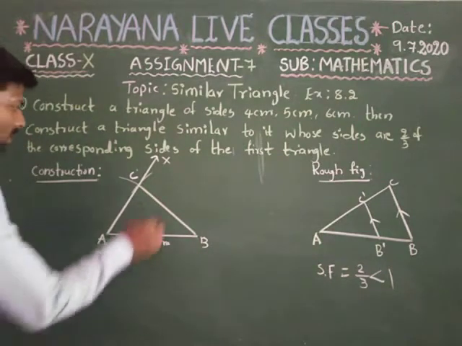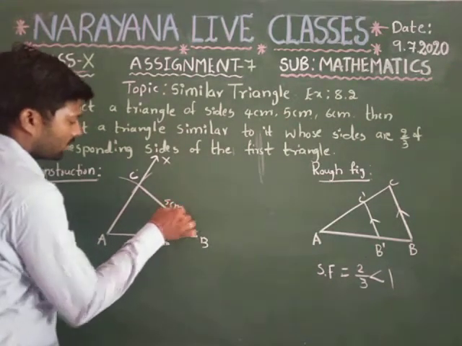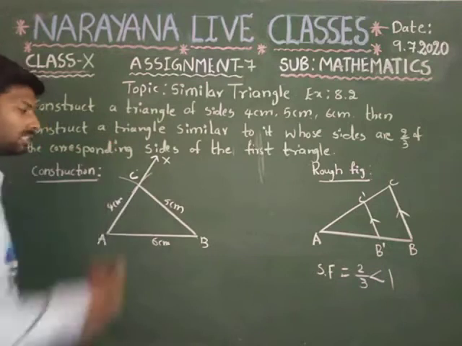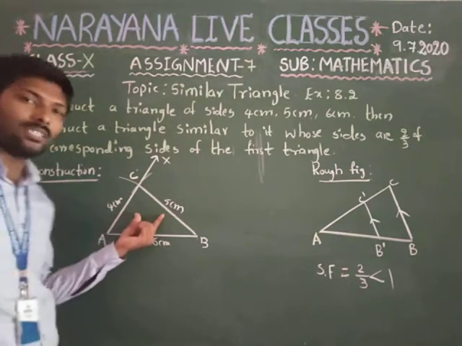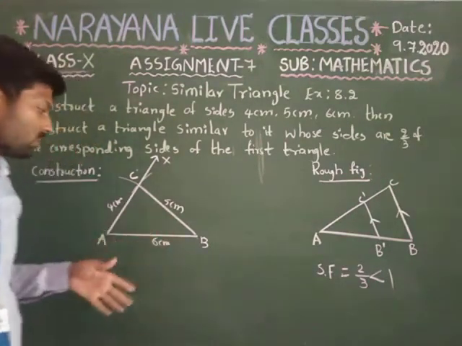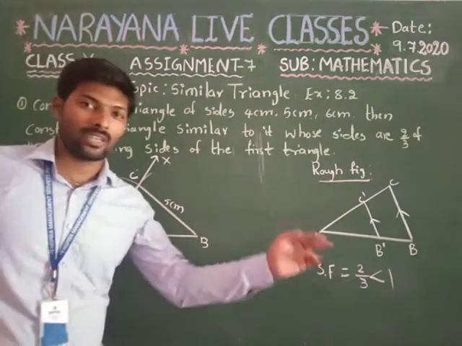So this is 5 centimeters and this is 4 centimeters in length. We have constructed the basic triangle. Let's go for how we need to construct the similar triangle.